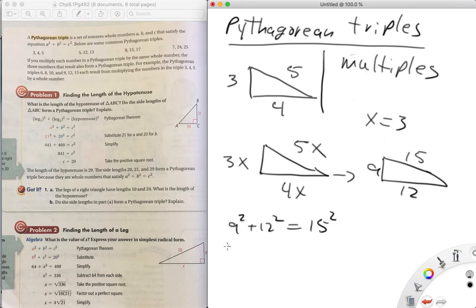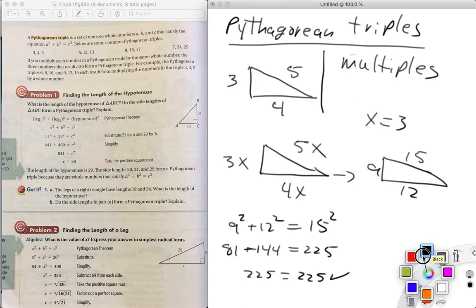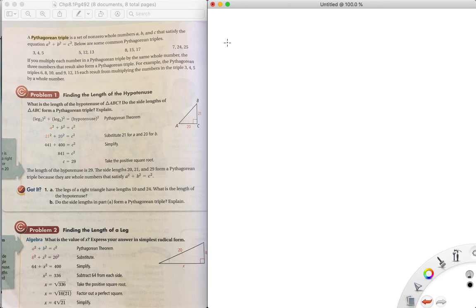So 9 squared is 81, 12 squared is 144, 15 squared is, what is 15 squared? 225? 225. And 144 and 81 is 225. So any multiple of the Pythagorean triple works. So that's a neat, handy thing if you recognize Pythagorean triples right away. Alright, got it.